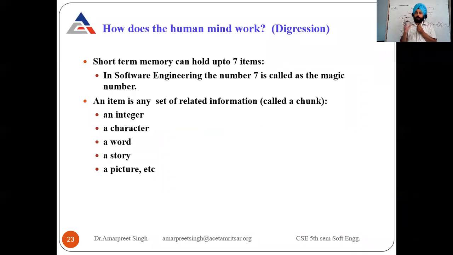So how does the human mind work? That is a digression. Short-term memory can hold up to 7 items. In software engineering, the number 7 is called the magic number. An item is any set of relations involved. So what is the number of bubbles we can represent? It can be from 0 to 7. Then it is good. Otherwise, it will be very cumbersome.